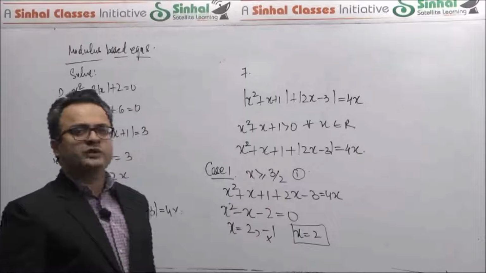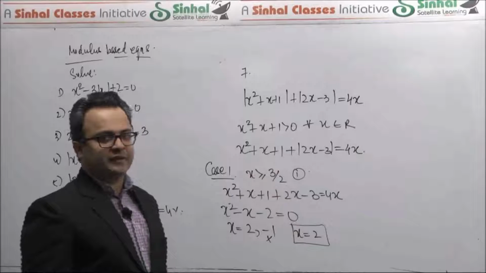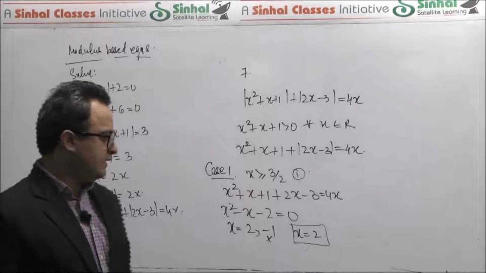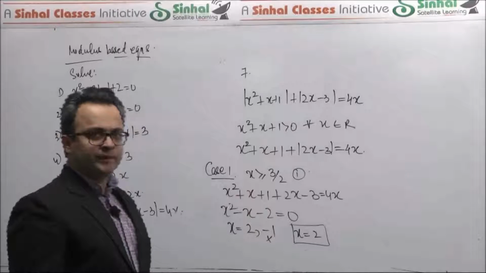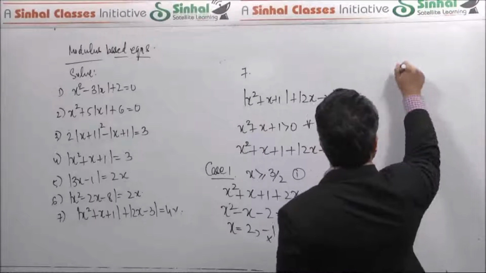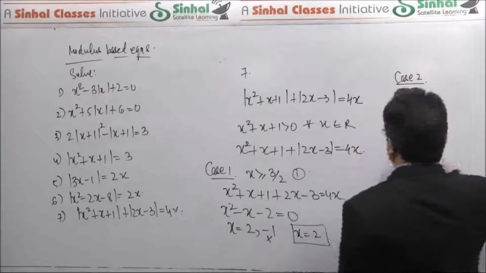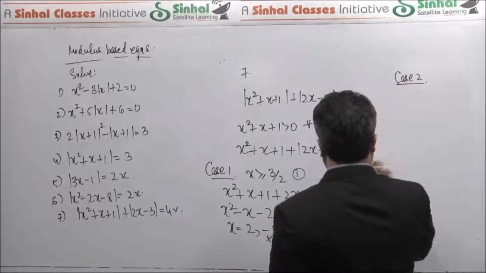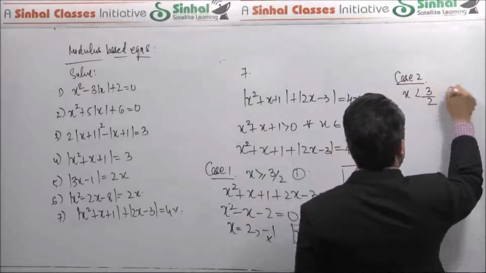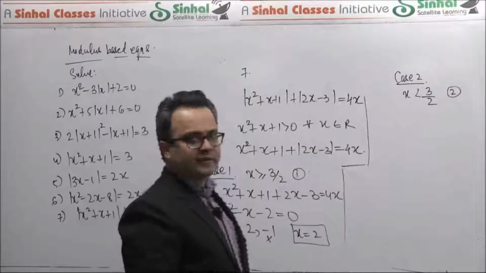If hypothetically both the roots had turned out to be less than 3 by 2, then you would have rejected both the values. And if both the roots had been greater than or equal to 3 by 2, you would have accepted both the roots. Right? But in this case, we will only be accepting x equal to 2. Similarly, the second case, my second case is that x itself is less than 3 by 2.